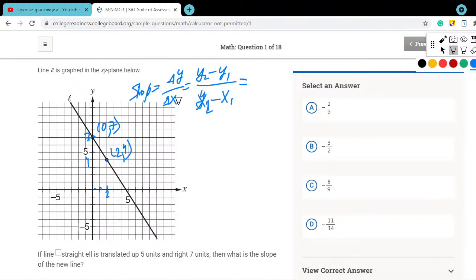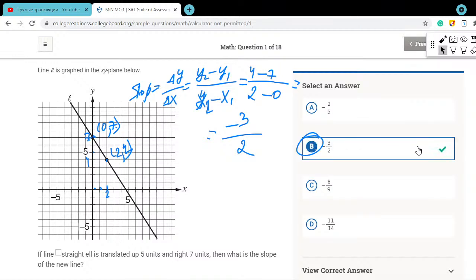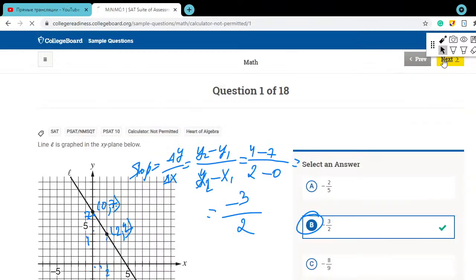So this is the first point, this is the second point. So it was 4, this one, minus 7. x2 is 2, minus 0. We get minus 3 over 2. Answer is B. Next.